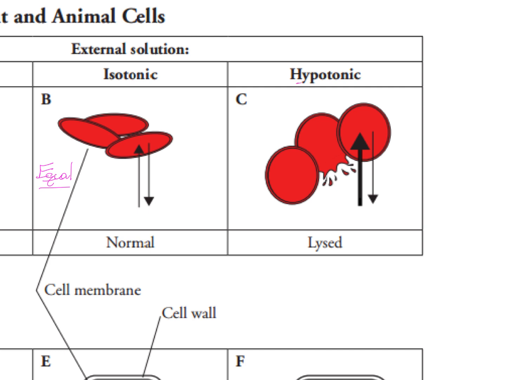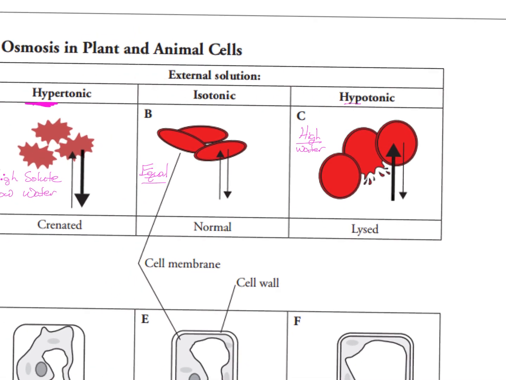And hypo means outside, low solute, which means high water. Now, if water is high outside and the solute cannot go through the membrane, then water's going to rush in. It's going to keep going in until the cell bursts. We call that lysed.